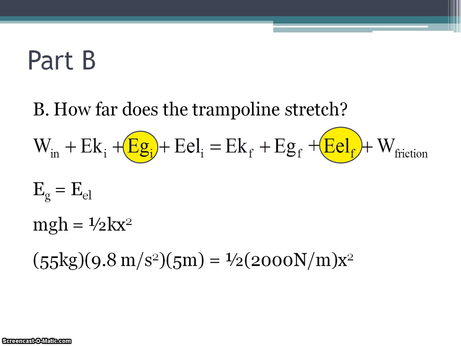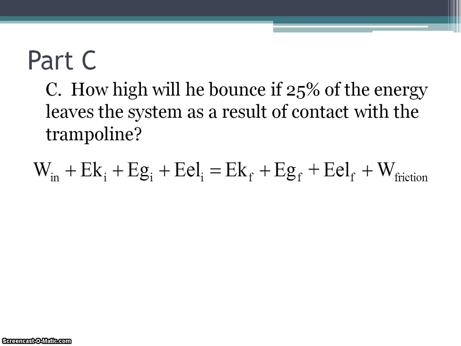And we'll go ahead and put the numbers in there. And the 2,000 newtons per meter should have been given in this problem. I think it was in the original setup. Okay, so you go back and you solve for x, and you get 1.6 meters. Part C. So now in this one, we're going to change our situation a little bit.